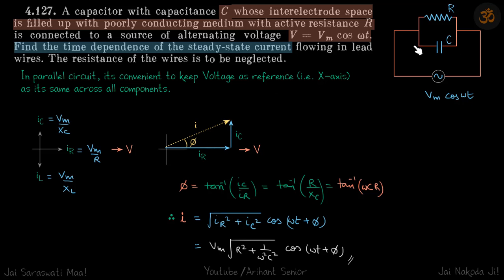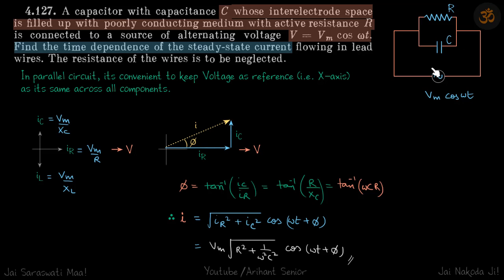So we have this capacitor whose inter-electrode space is filled up with poorly conducting medium with active resistance R. So basically we can connect the resistor in parallel with the capacitor. Now to this arrangement, to this capacitor, we are given an external voltage supply, that is Vm cos omega t. We need to find what is the current as a function of time.